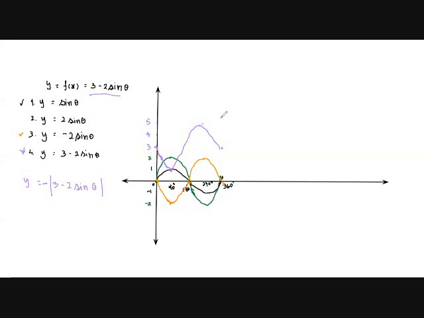I can ask you anything, right? Again, if I say y equal to 3 minus absolute 2 sine theta, what are your transformation steps? Your steps have to start with sine first. The first one is y equal to sine theta. The second one is y equal to 2 sine theta. The third one is y equal to absolute 2 sine theta. The next one is negative absolute 2 sine theta. And the last one is 3 minus absolute 2 sine theta.